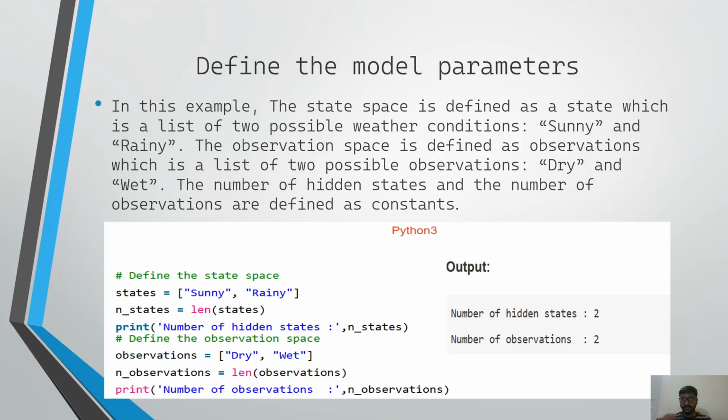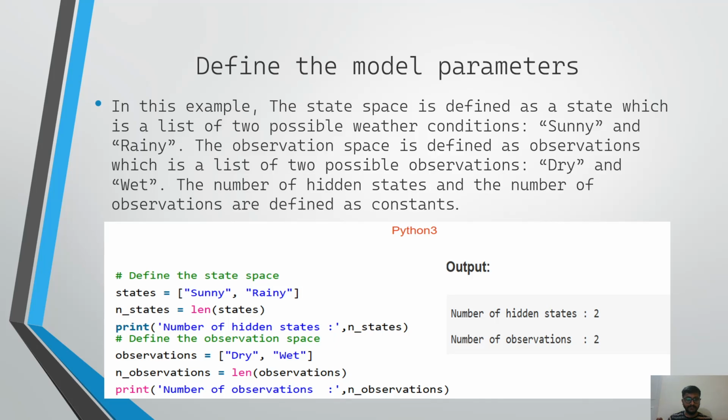So now let's define the model parameters. In this example, the state space is defined as states, which is a list of two possible weather conditions, sunny and rainy. The observation space is defined as observations, which is a list of two possible observations, dry and wet. The number of hidden states and the number of observations are defined as constants.